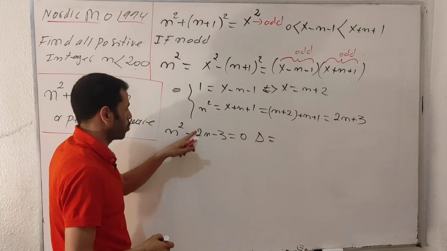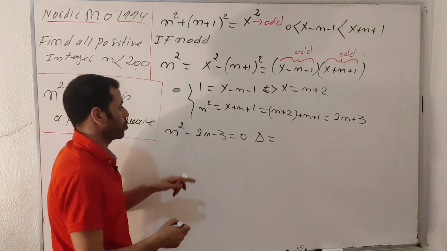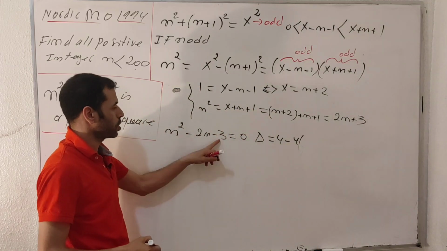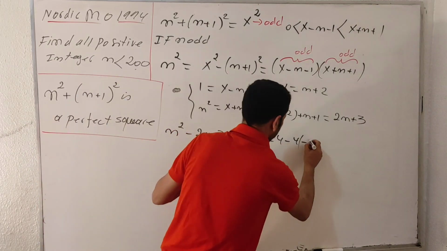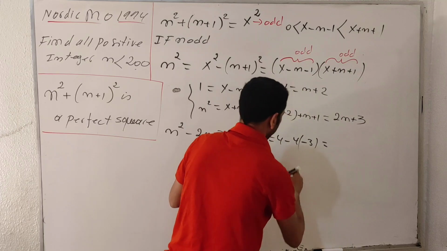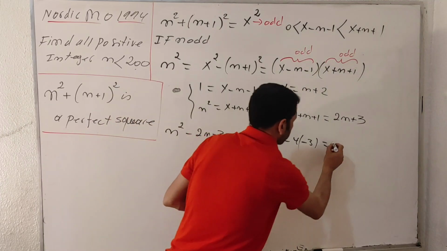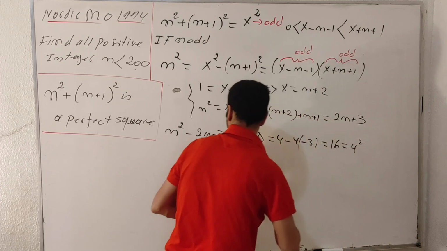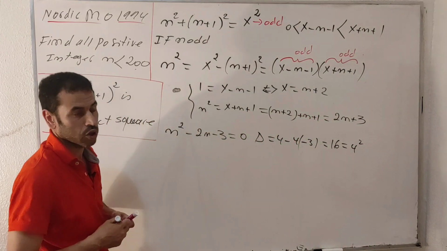Delta equals 2 squared minus 4 times 1 multiplied by minus 3, which gives us 4 plus 12, which is 16. 16 is the same as 4 squared. Okay, so I will have two solutions here.